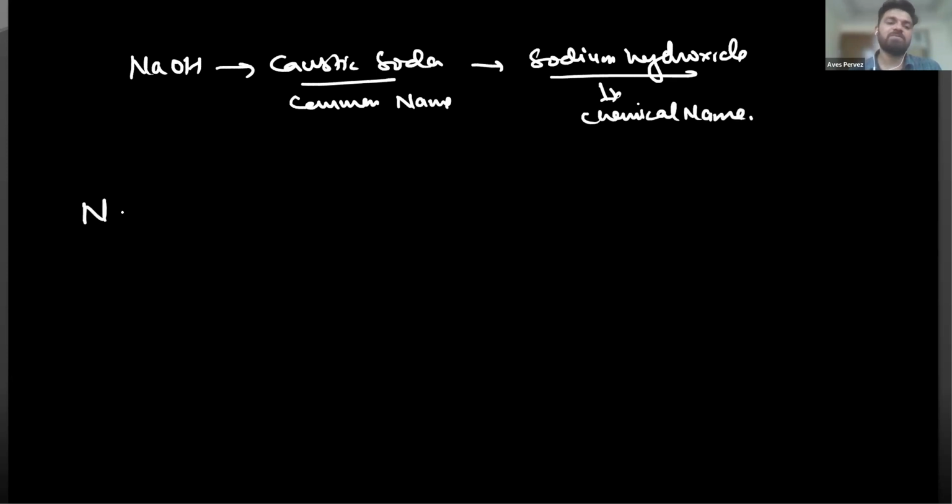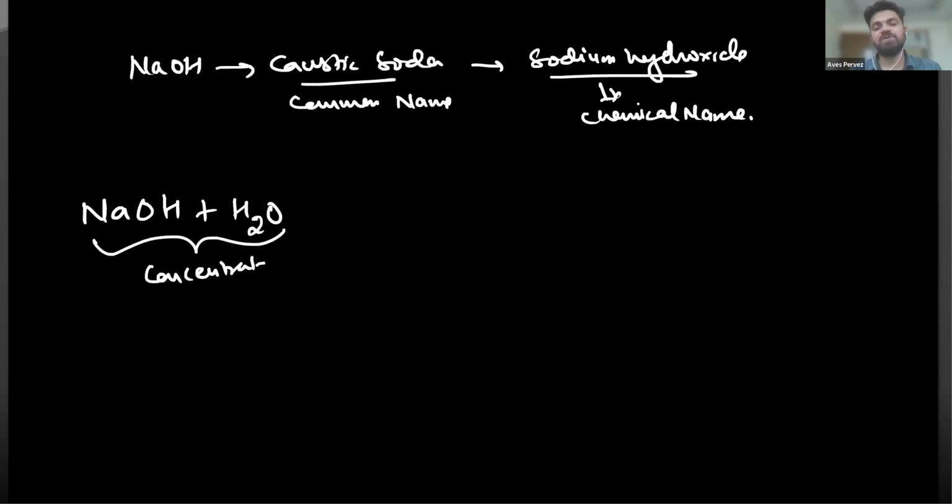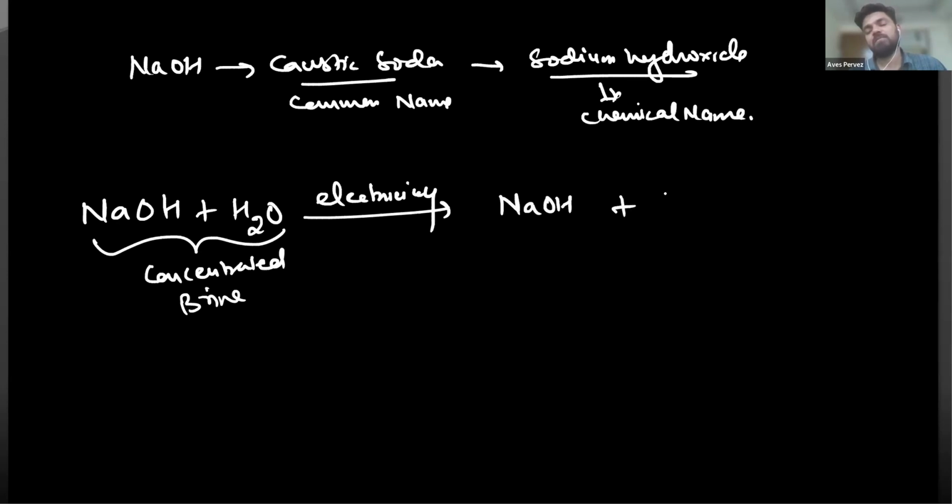Now, how is it prepared? We take a concentrated solution, not a dilute solution, of brine. Concentrated means a large amount of salt is dissolved in water. Brine is the mixture of NaCl and water. So when we pass electricity through it, it will give you NaOH plus hydrogen gas plus chlorine gas.